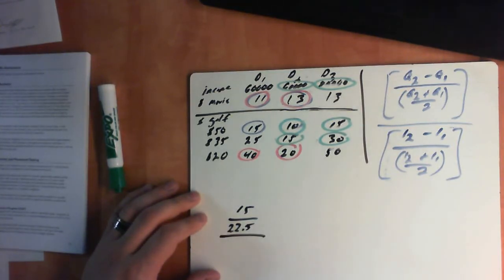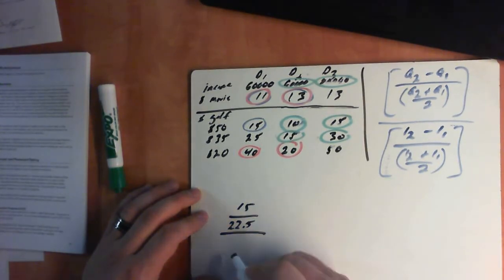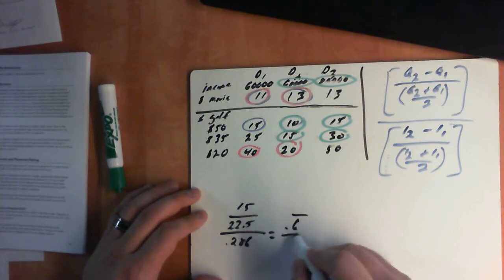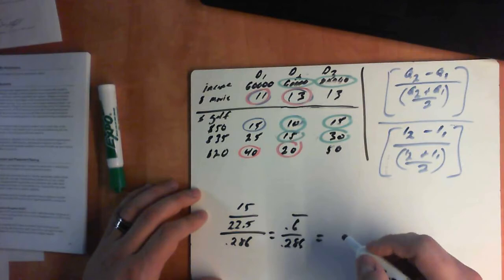All over again, our income. Well, our income hasn't changed, right? So it's still the 20,000 divided by 70,000, which is 0.286. So 15 divided by 22.5 is equal to 0.6 repeating. Divided by 0.286, this gives us a number of 2.33.